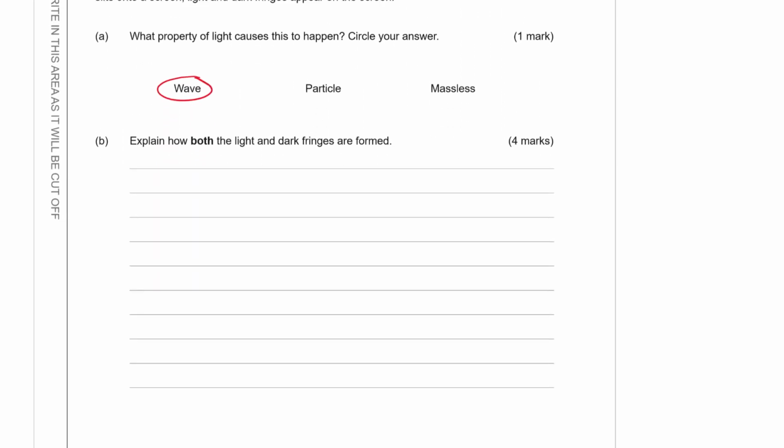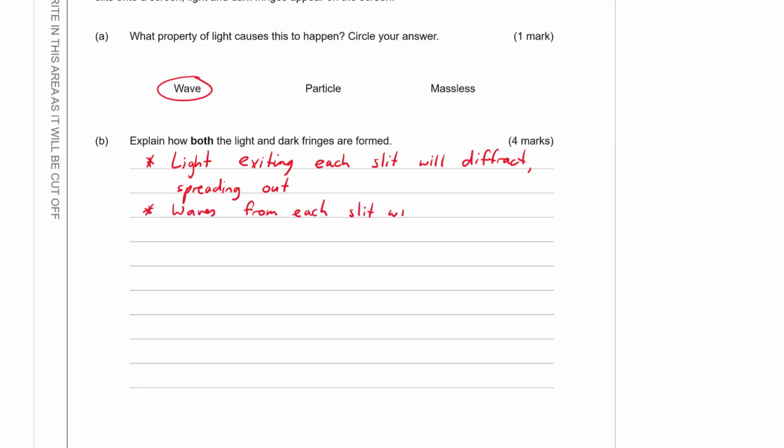So we'll start off by the diffraction occurring. We'd say that light exiting each slit will diffract or spread out. And then I would say that those 2 waves coming from those slits would superimpose or overlap over each other, and they would interfere with one another. Then it has bolded the word both in the question, so I want to talk about the light and dark fringes as two different points.